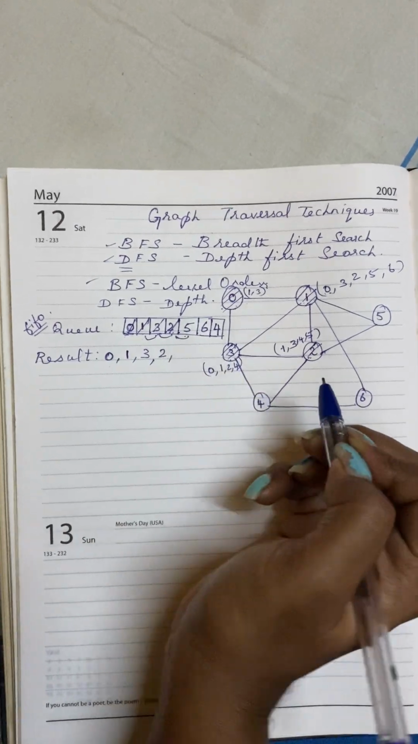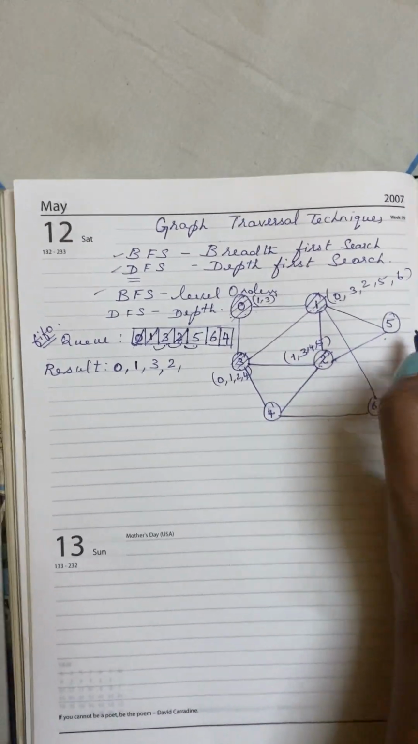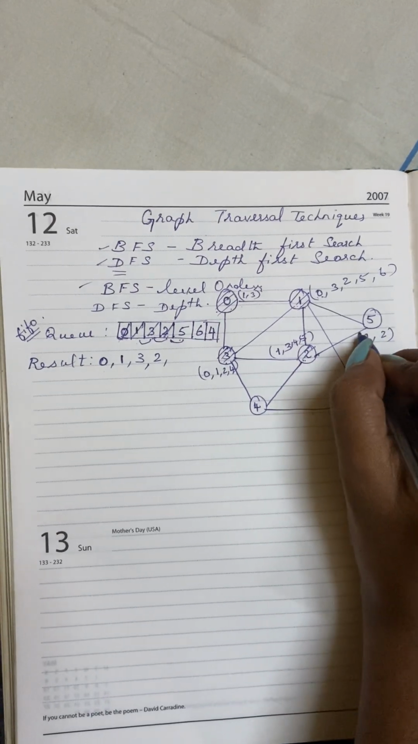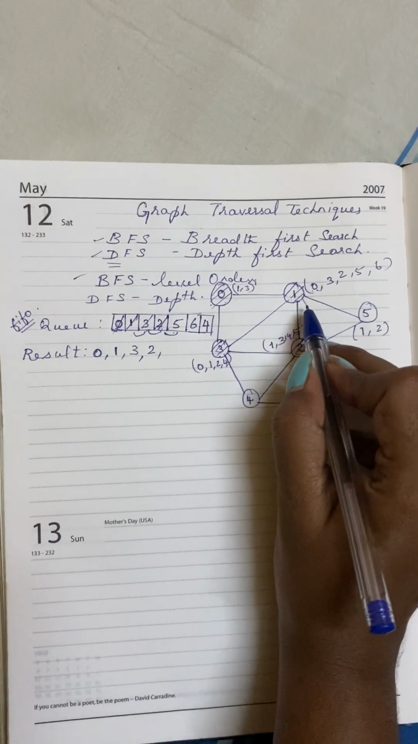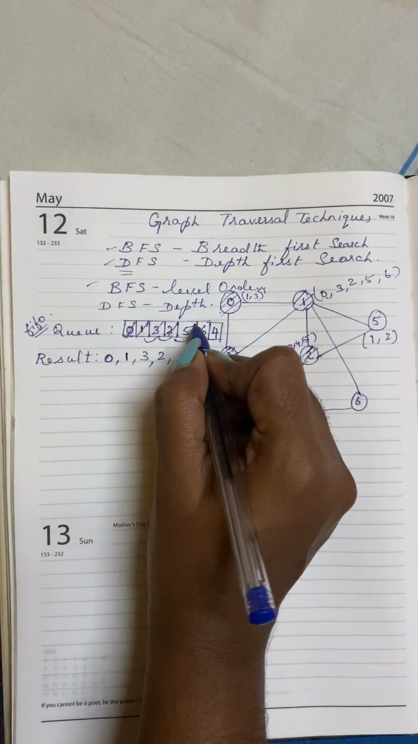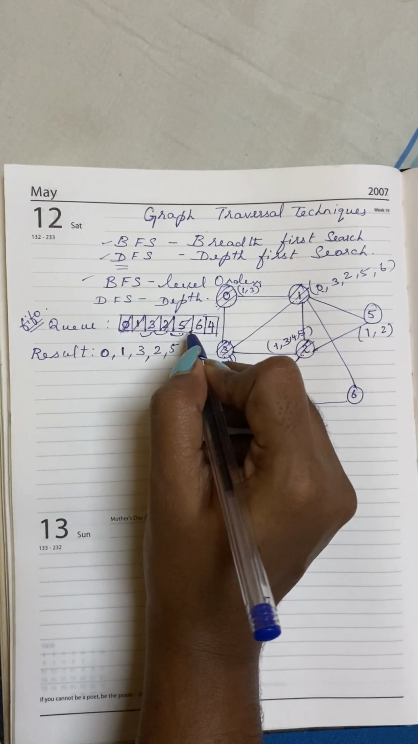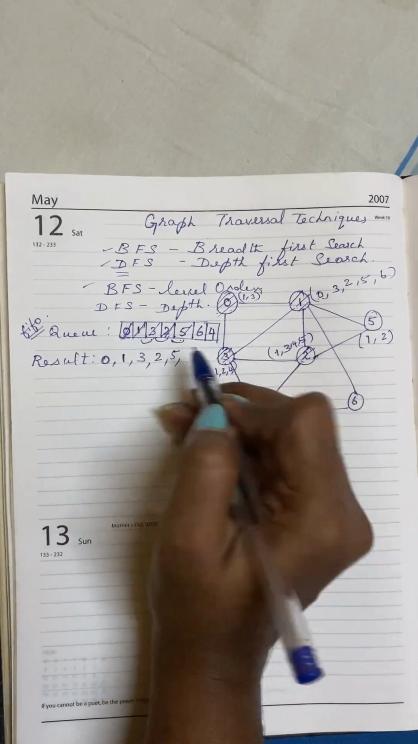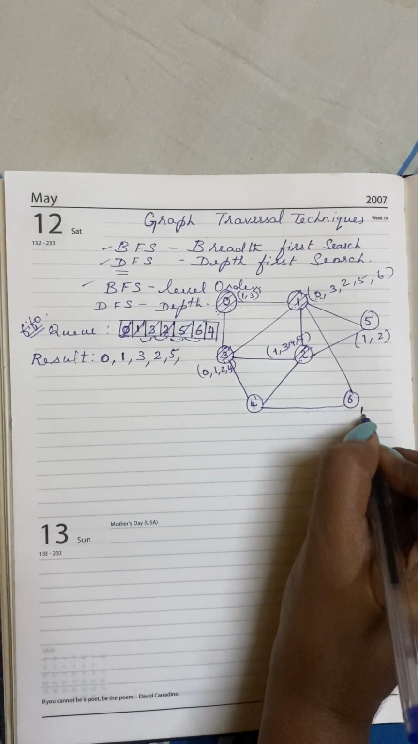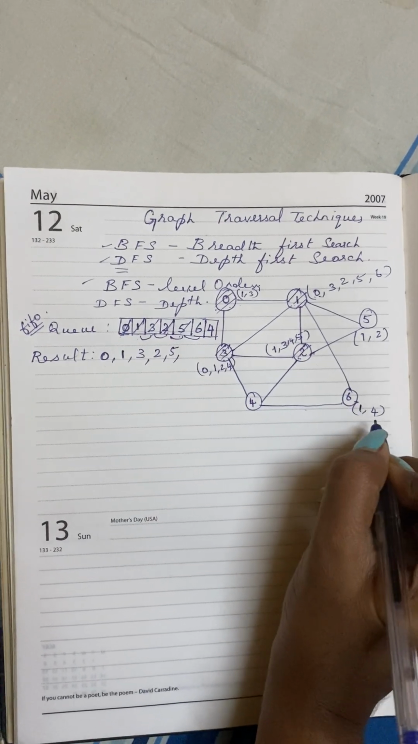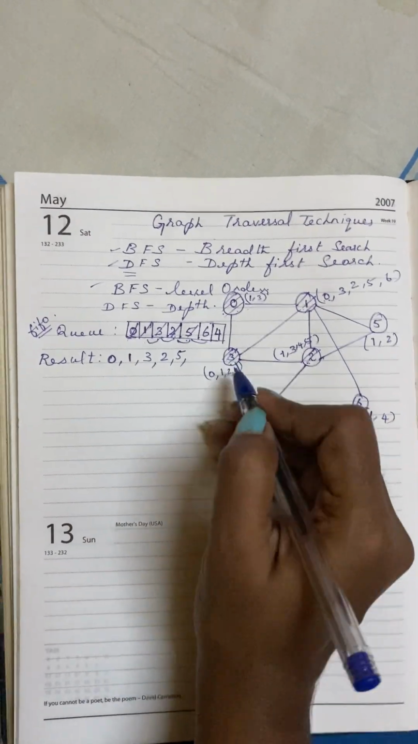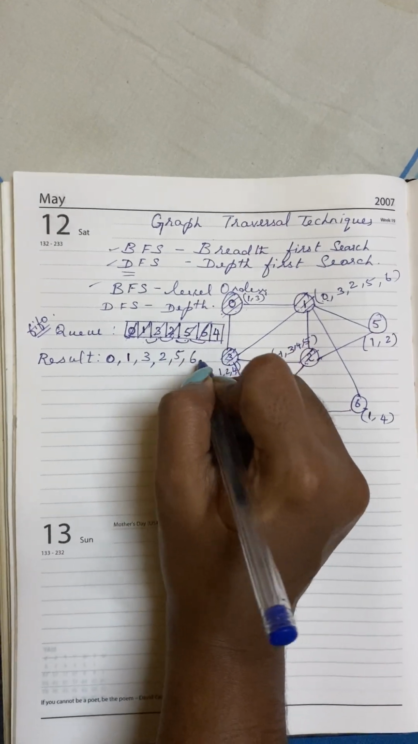Next you go for 5. You check for the adjacent elements. What are all the adjacent elements? It is 1 and 2. 1 has already been visited. 2 is also visited. So you need not do anything to 5. You simply dequeue 5 from the queue and bring it out to the result. Next you move on to 6. Which are all the adjacent elements? 1 and 4. Alright. So 1 is already visited and 4 is already there in the queue. So you can bring 6 out.